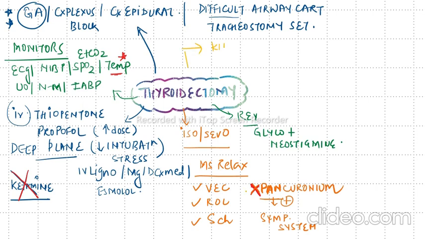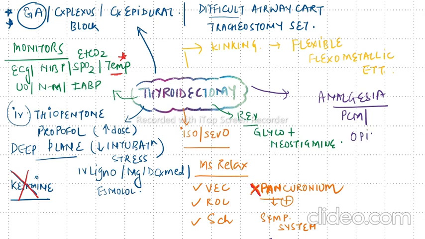Since there is always a chance of kinking, we should use flexible or flexometallic endotracheal tubes. Okay, because there are also chances of tube dislodgement, very common in these. For analgesia, we can give paracetamol, opioids, or a superficial cervical plexus block.